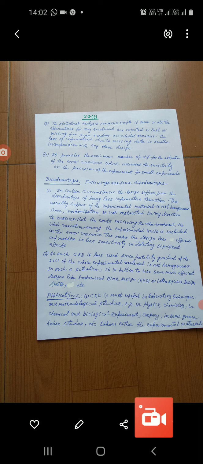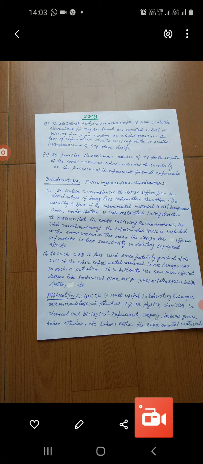The next point is that it provides the maximum number of degrees of freedom, DF, for the estimation of the error variance, which increases the sensitivity, or say the precision, of the experiment for a small experiment. So these are some advantages of CRD.